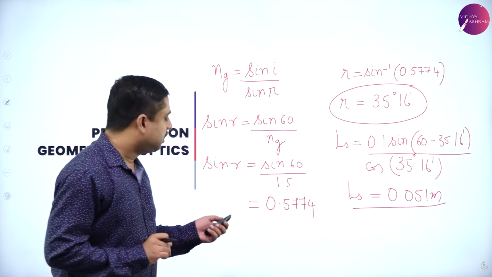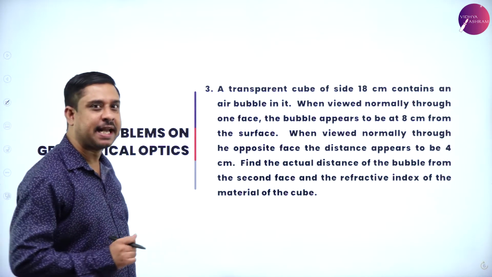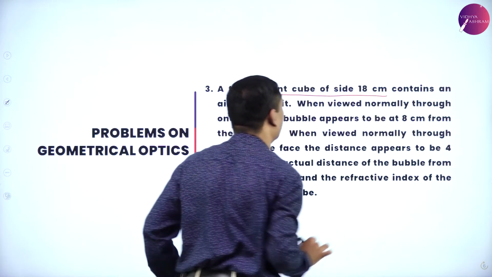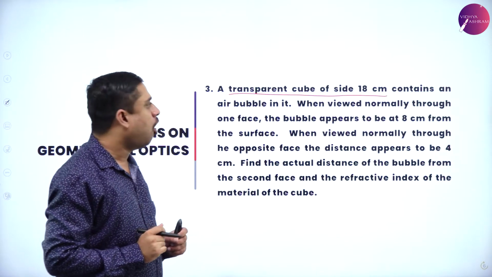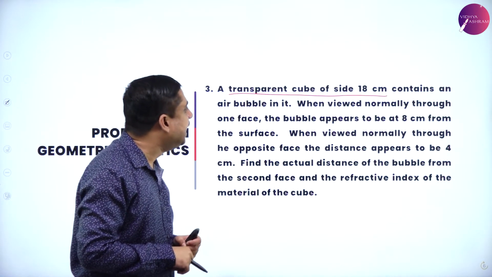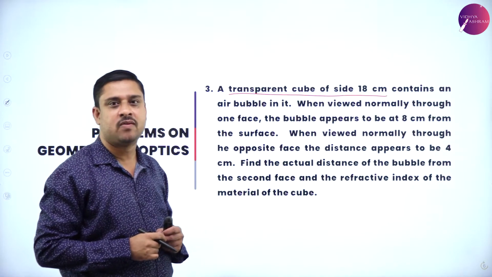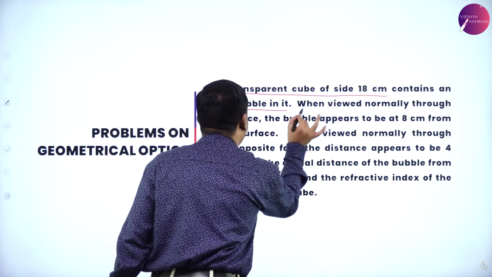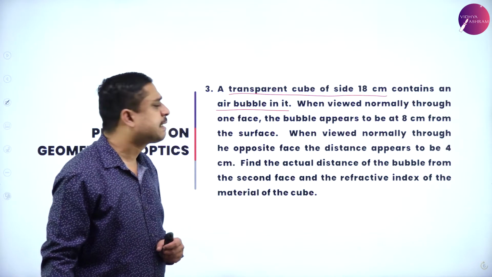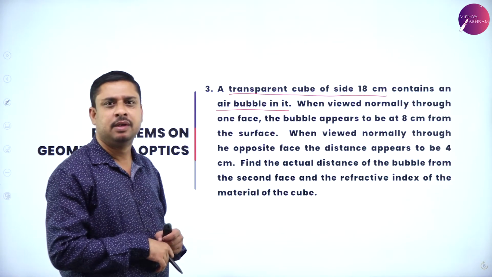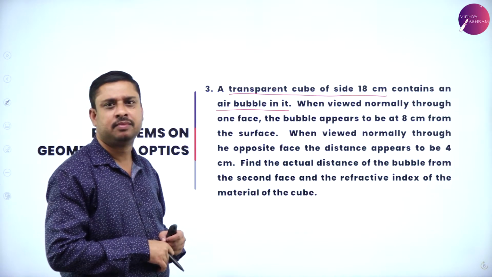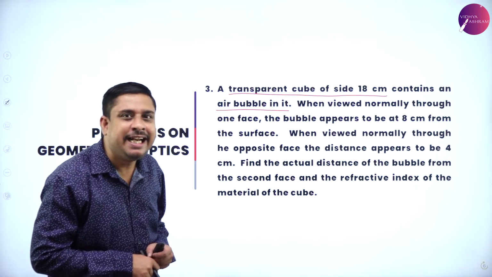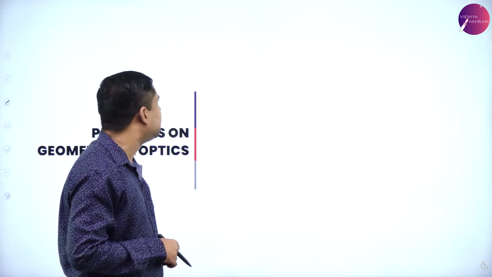Next one. The next problem is very interesting. A transparent cube of side 18 centimeter contains an air bubble in it. Transparent cube. Let us take it as one ice cube. Transparent cube of side 18 centimeters.